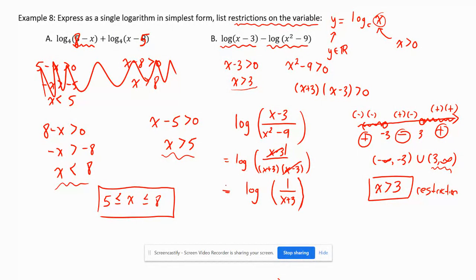All right, so here is our final answer, and here is the restriction for this answer over here.